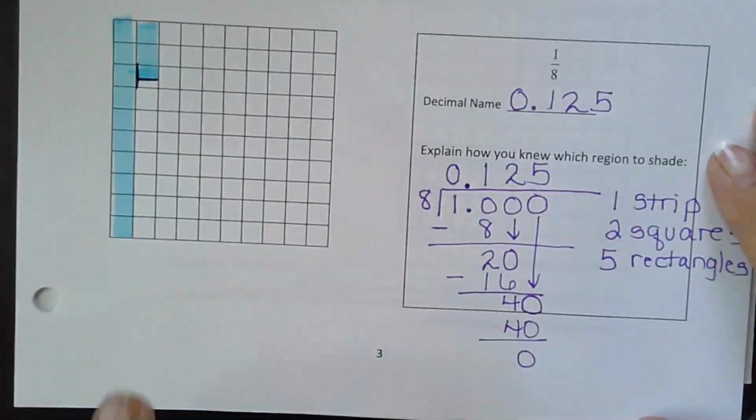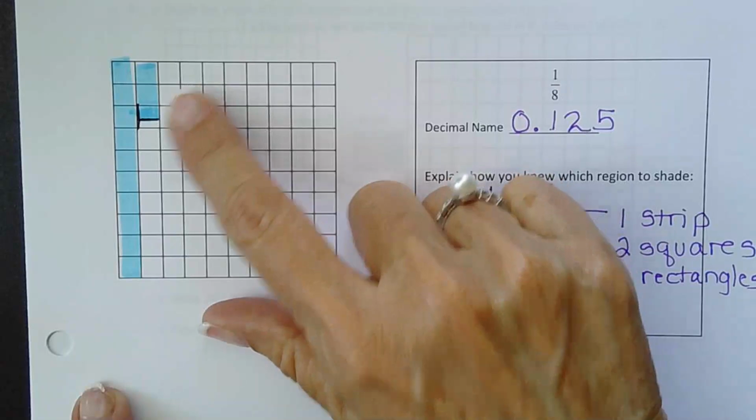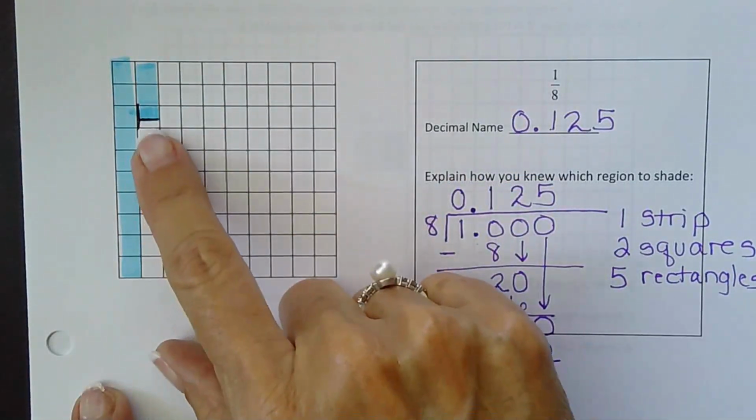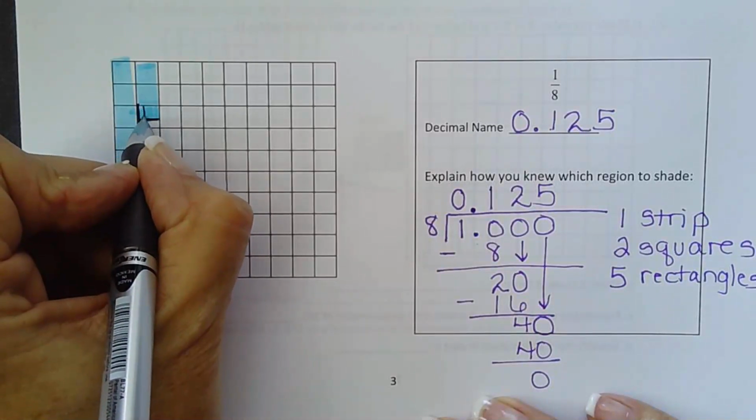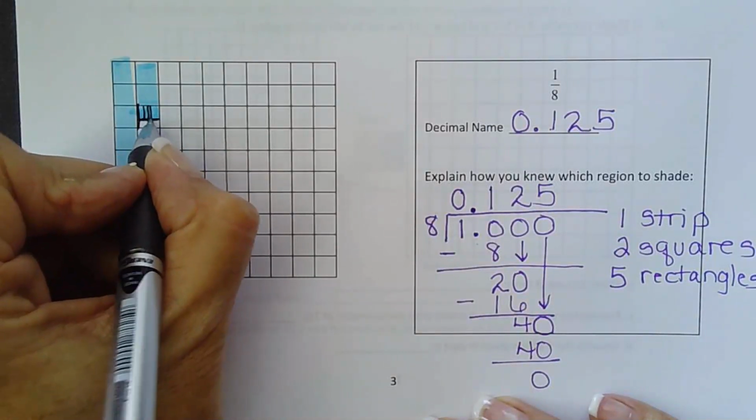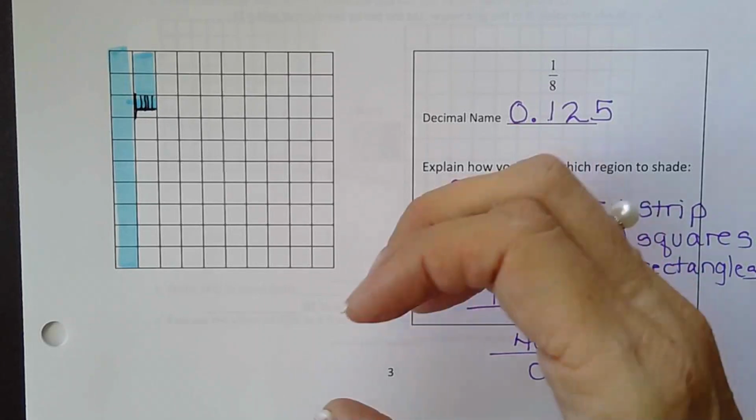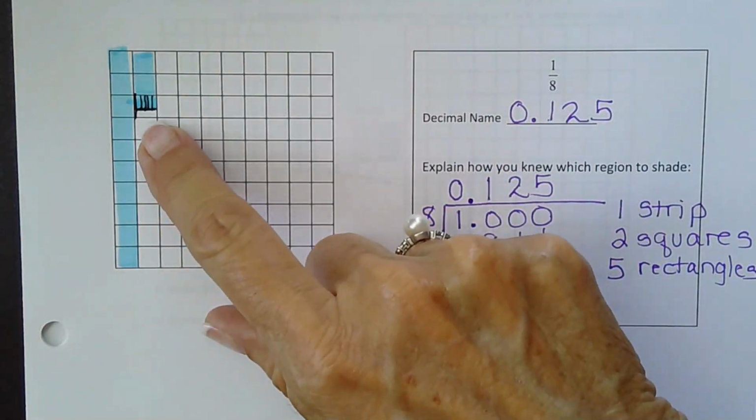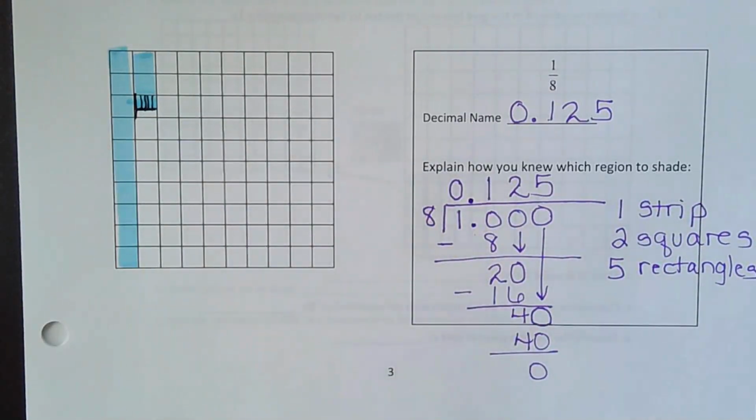So that would be 1 strip, 2 squares, and then 5 out of 10 rectangles would be half of a box. And you can just do 1, 2, 3, 4, 5 and show that there's 5 of those colored in and then 5 that are not. So that's what you do for thousands when it's not enlarged down here, is you just make a box and shade how many it says. So this is 5 out of 10, so half of the square.